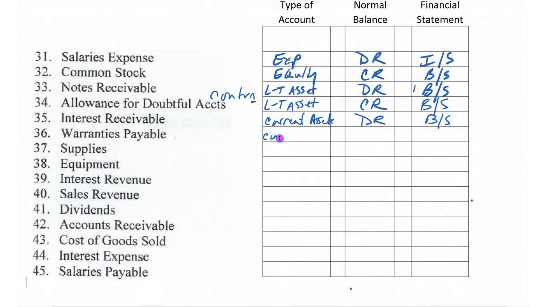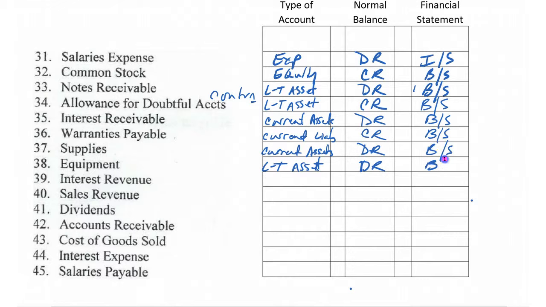Warranties payable is a current liability. All liabilities have credit balances, and it goes on the balance sheet. Supplies is a current asset. All assets have debit balances, and it goes on the balance sheet. Equipment is a long-term asset. All assets have debit balances, and it goes on the balance sheet.